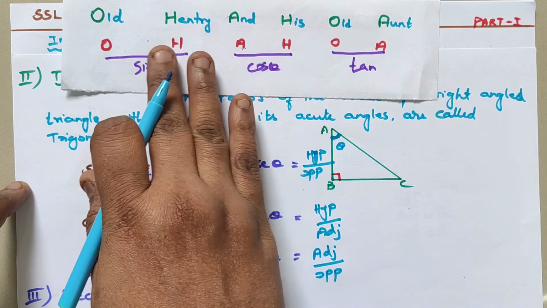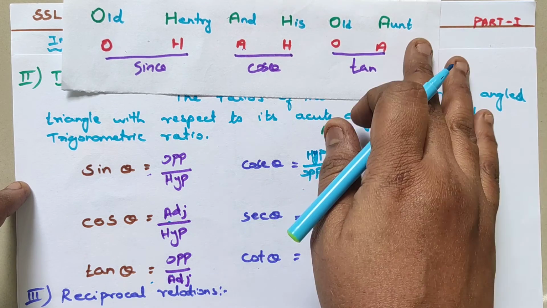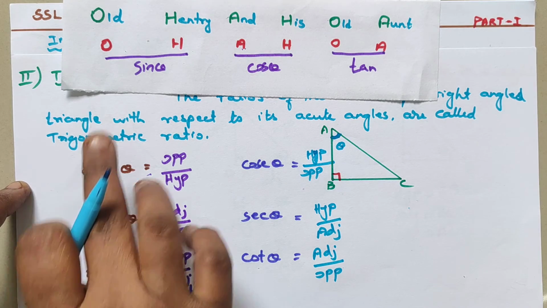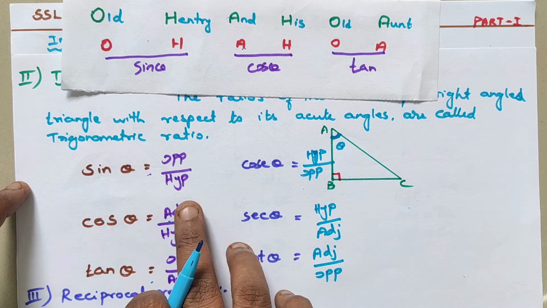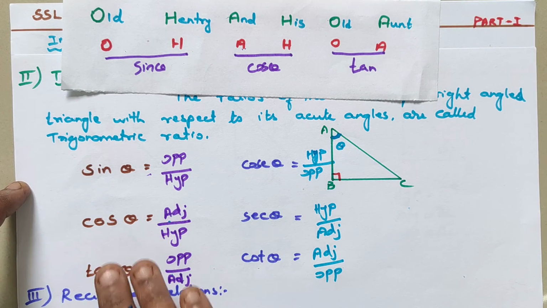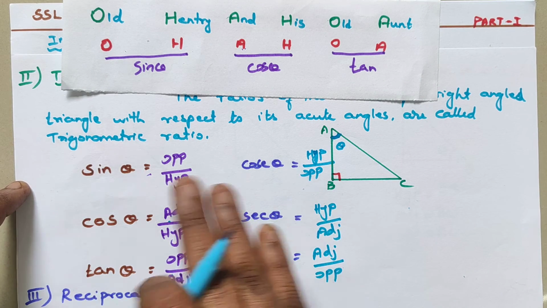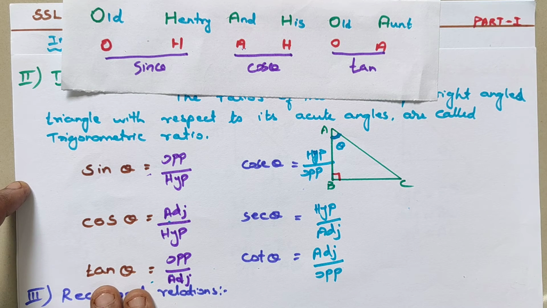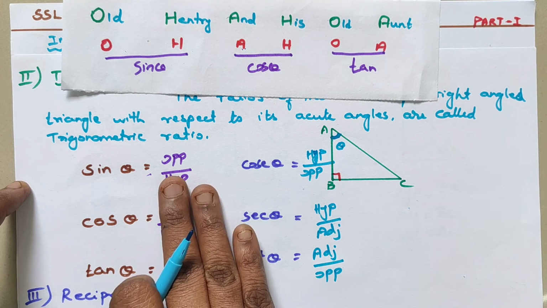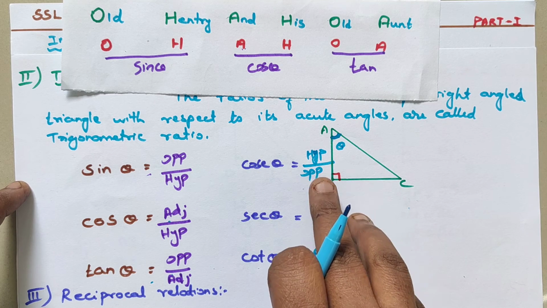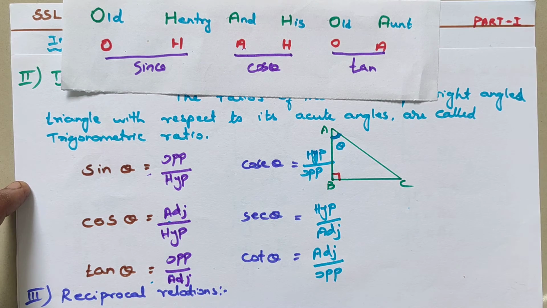Here you just remember the sentence: Old Henry and his old aunt. Take the first letters and, according to that, write down the formula. Sin is the first 2 letters. So opposite by hypotenuse; cos theta, adjacent by hypotenuse; tan theta, opposite by adjacent. First write it in order: sin, cos, tan. Then the reciprocal of sin theta is cosecant theta, of cos theta is secant theta, and for tan theta the reciprocal is cot theta. So write the reciprocal: opposite by hypotenuse, if you take the reciprocal, it will be hypotenuse by opposite. That is reverse. Is it clear, children?